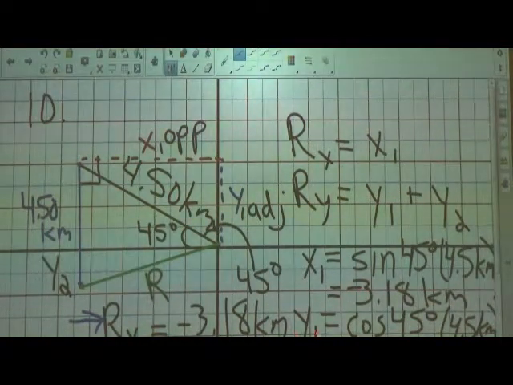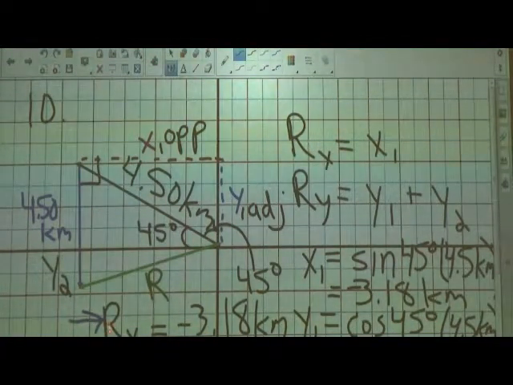Alright, the y component, the y is the adjacent, so you're going to use cosine. Cosine of an angle is adjacent over hypotenuse. So there's the adjacent, that's what we're going to find. So we're going to say y1 is cosine 45 degrees times 4.5 kilometers, which is going to be 3.18 kilometers. But this is going up, so it's positive. So let's find these right here. Over here, I'm going to do the work.